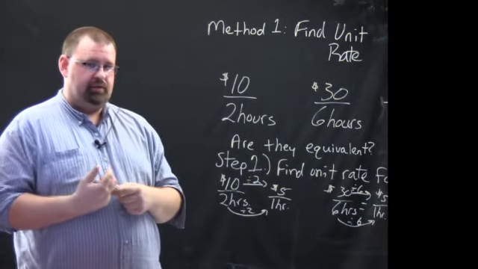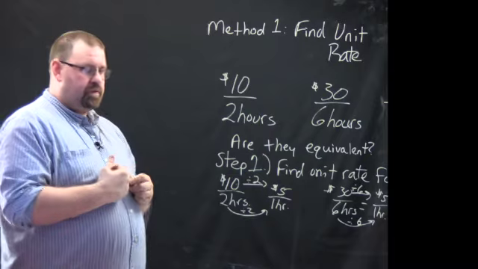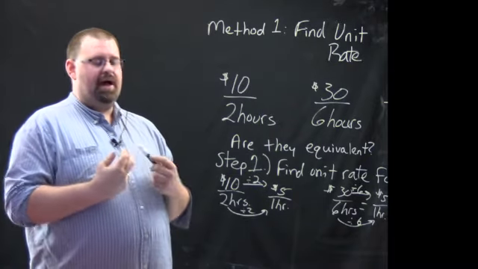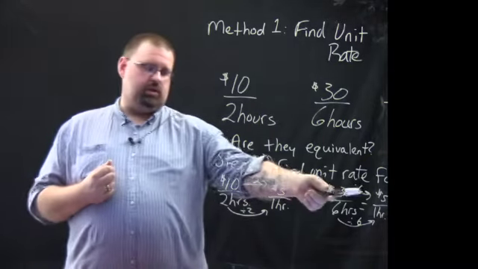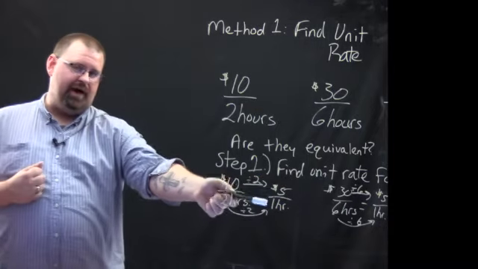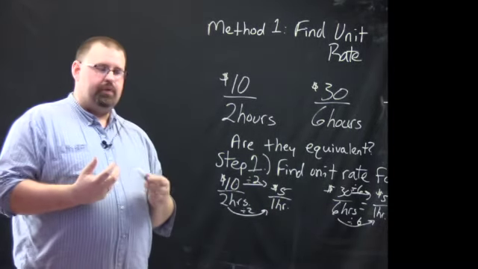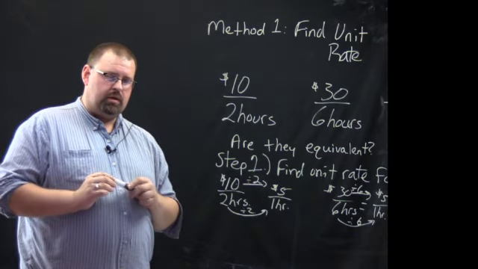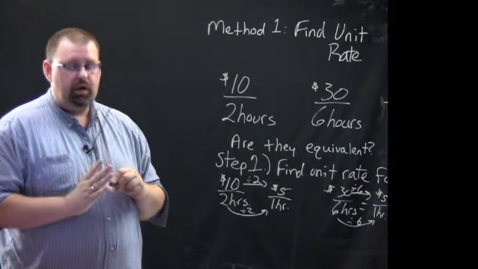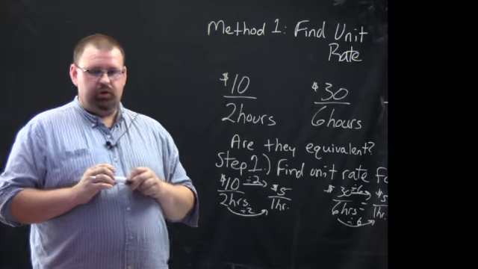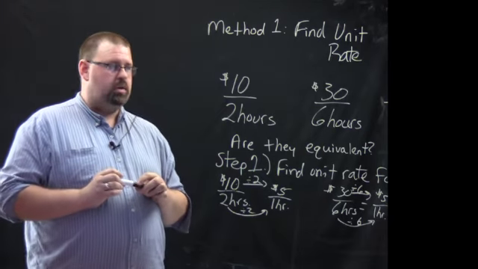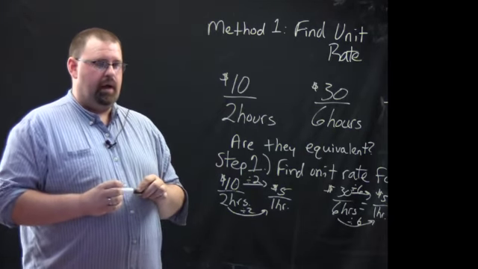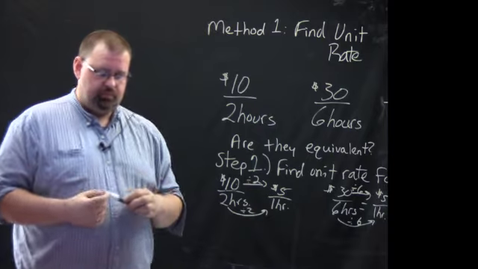They are equivalent. If they were not the same, then they would not be equivalent. Let's assume that this was $6 an hour and this one was $5 an hour. They are not the same. They are not equivalent. So if you're good at finding the unit rates, this would be a method for you. Second method, which my friend is getting ready to come in and show us, will be a slightly different way, but it'll still get you the answers.